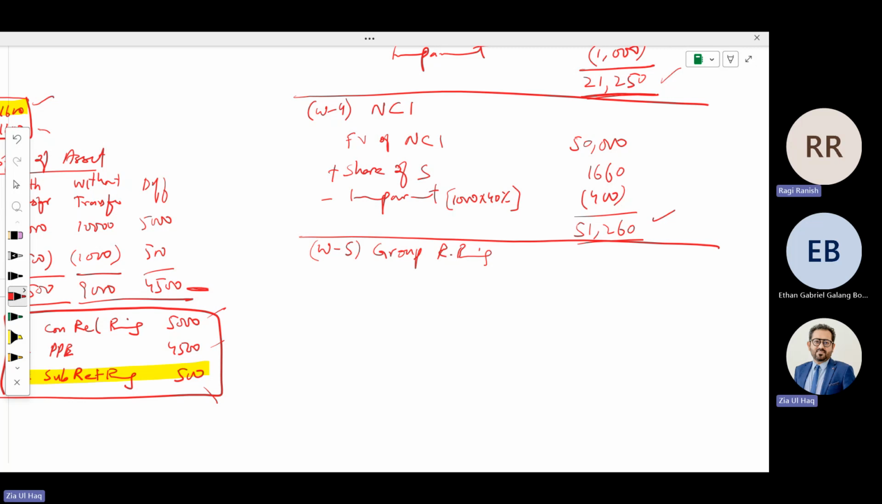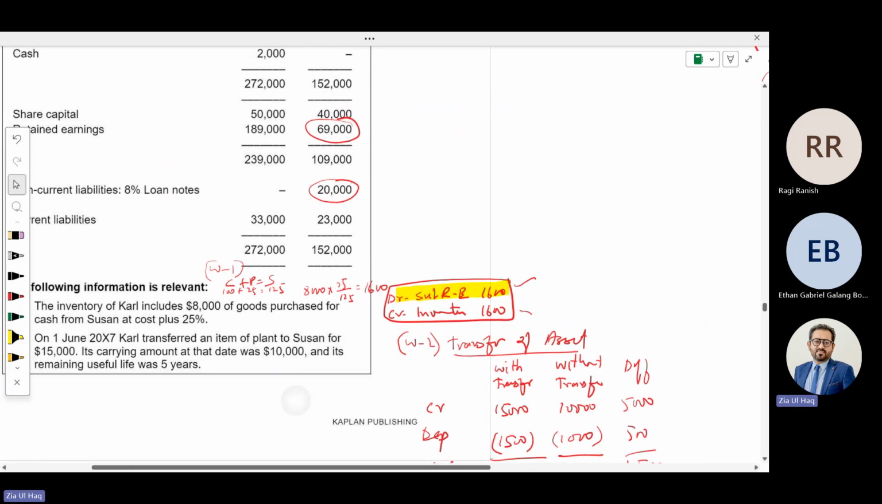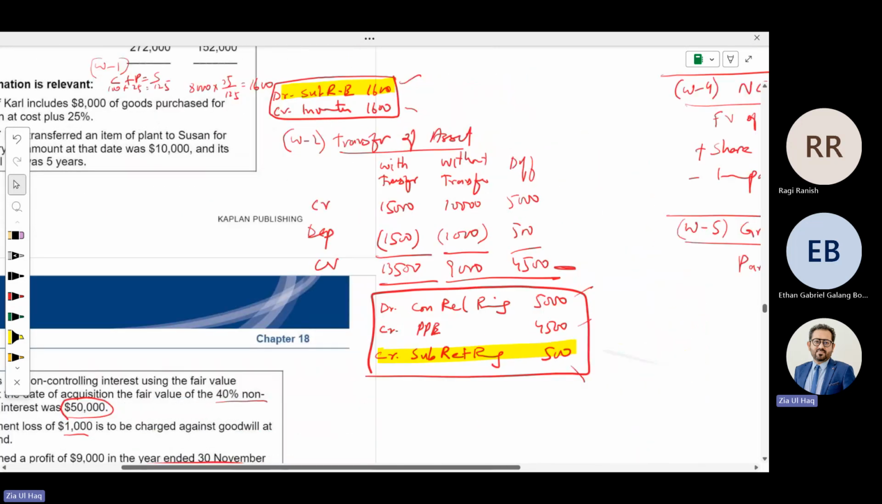1,660, right? 50,000 plus 1,660 minus 400 is 51,260. So, for group's retained earning, we need to calculate parent retained earning. That is given in the question. How much is that? That is 189,000.